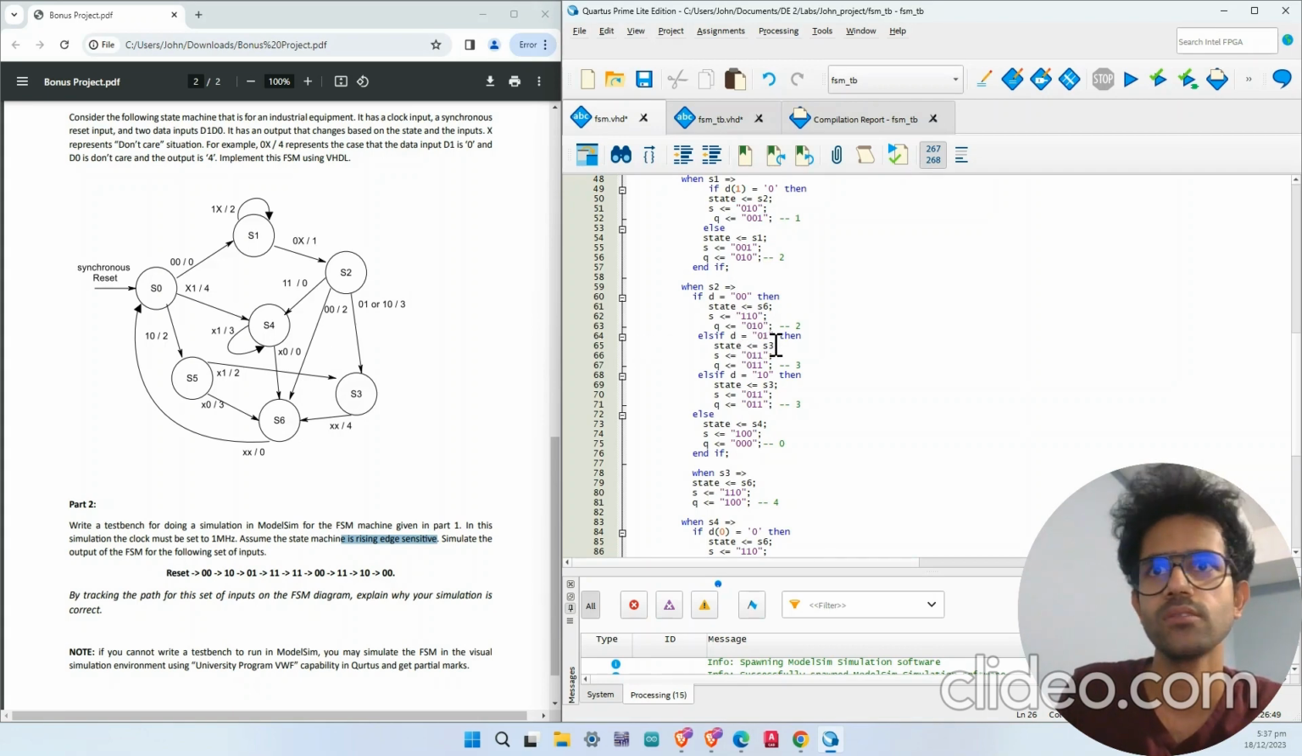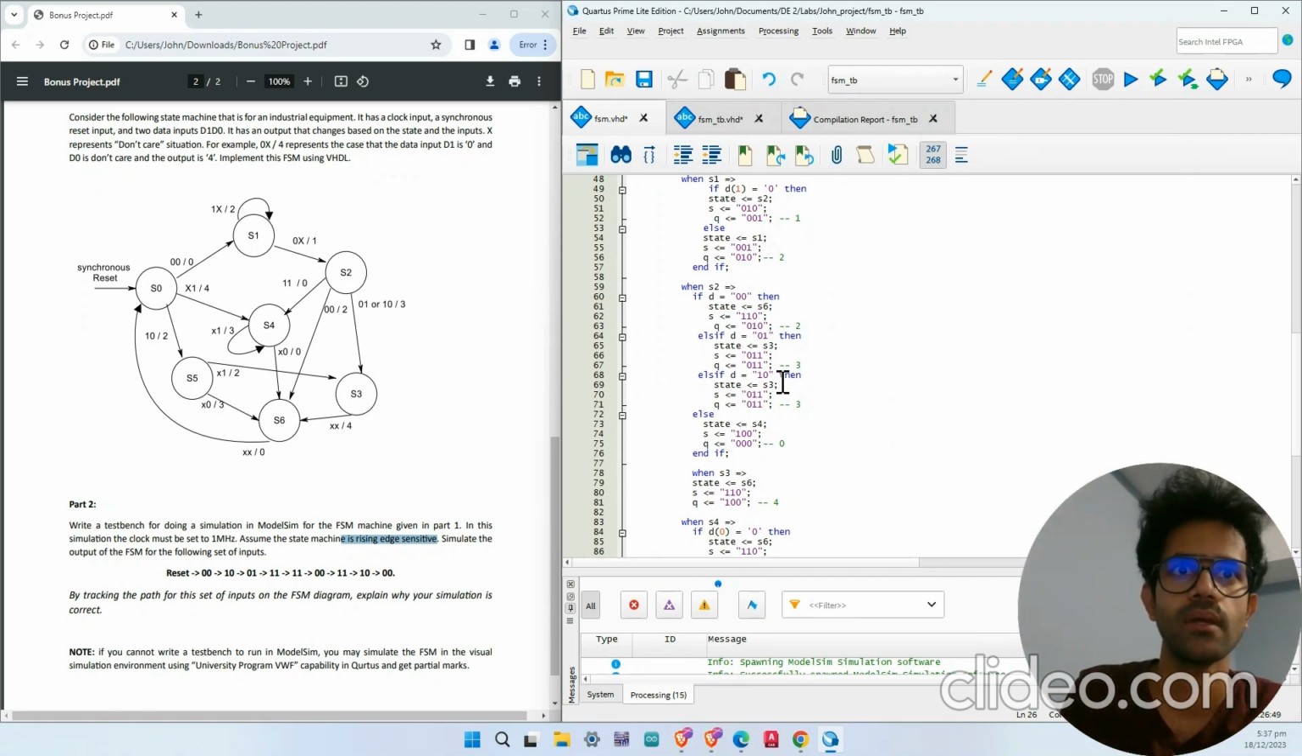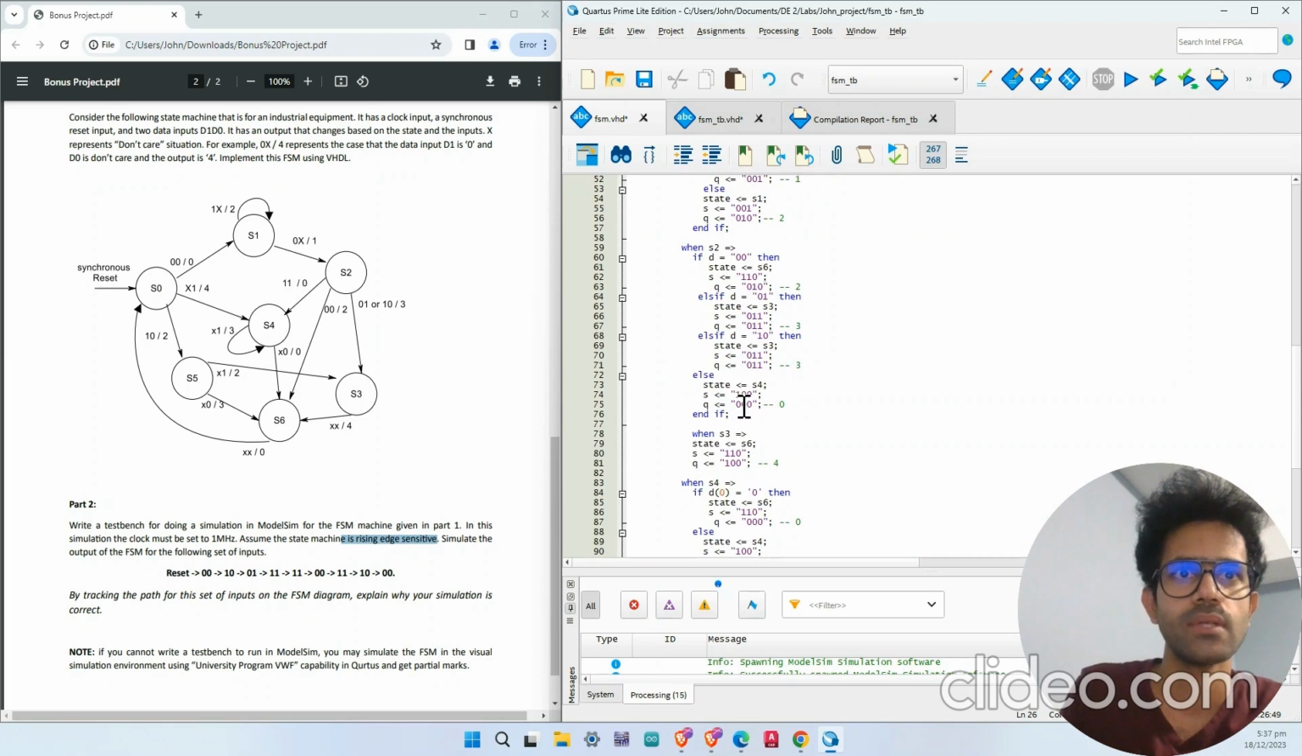So that's the advantage of using alias. We can either use it separately or we can use the standard logic vector entirely together. So if it's 0, 1, it goes to S3 with an output of 3. And if it's 1, 0, it goes to 3 again. If it's either 0, 1 or 1, 0, it goes to 3. And the next case is 1, 1, so 0, 0, 0, 1, 1, 0, and the last case is else. It goes to S4. So that's the case for S2.